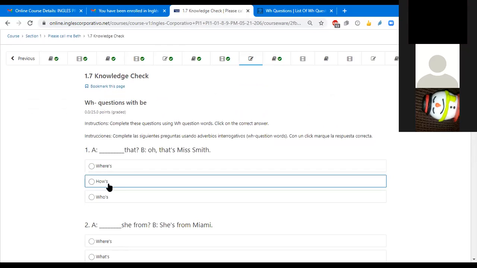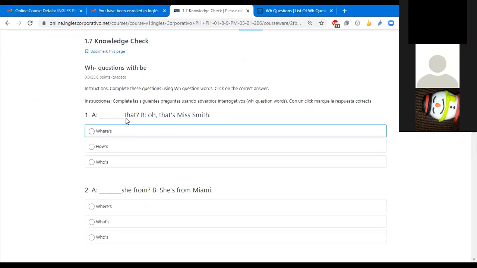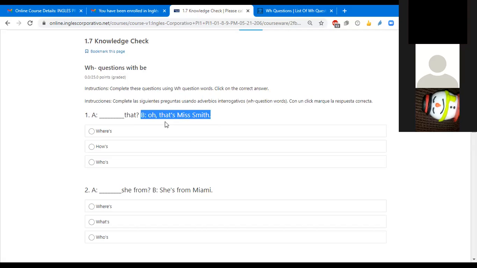First one. Complete these questions using WH question words. Click on the correct answer. Okay, so here we have the strategies to look at the answer. Look at the answer, and depending on the answer, choose where, how, or who.